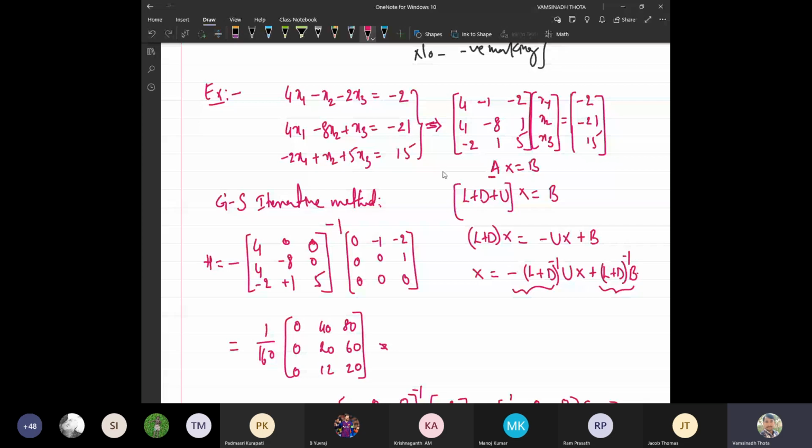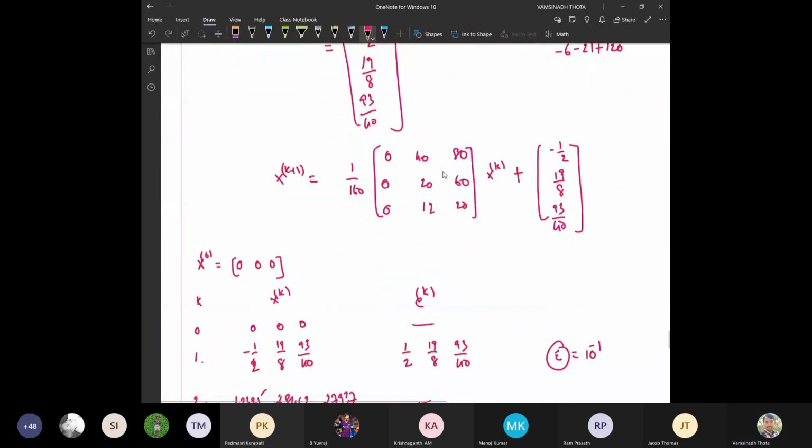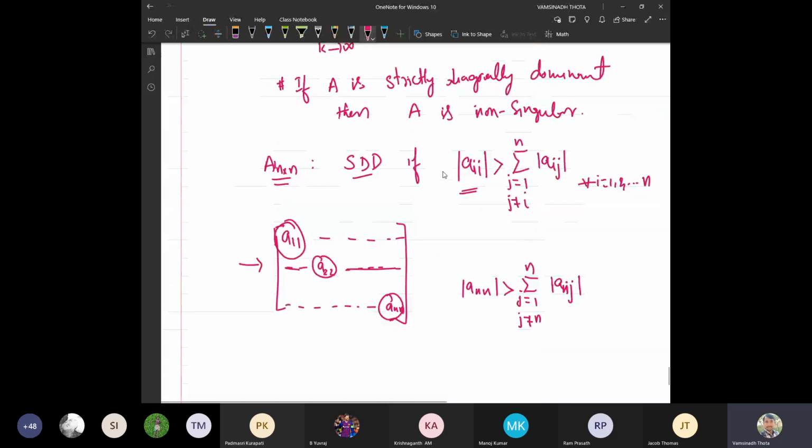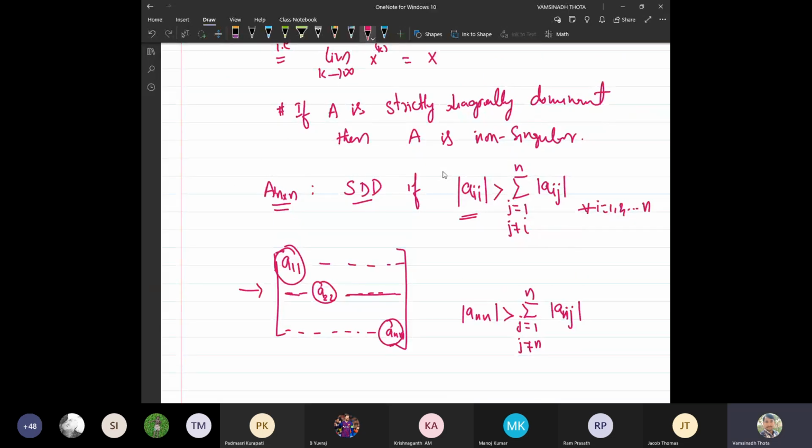For example, look at the matrix that we started with today. What is the coefficient matrix? The coefficient matrix is strictly diagonally dominant. Look at this one: 4 is strictly bigger than 1 plus 2. And 8 is strictly bigger than 4 plus 1. And 5 is strictly bigger than 2 plus 1. So in all the rows, the absolute value of the diagonal element is strictly bigger than the sum of all the other entries. Such matrices are called strictly diagonally dominant matrices.